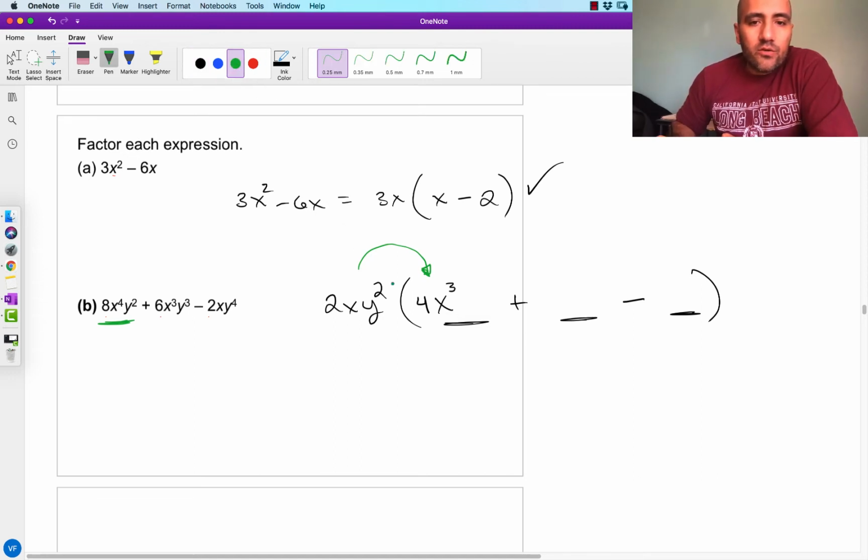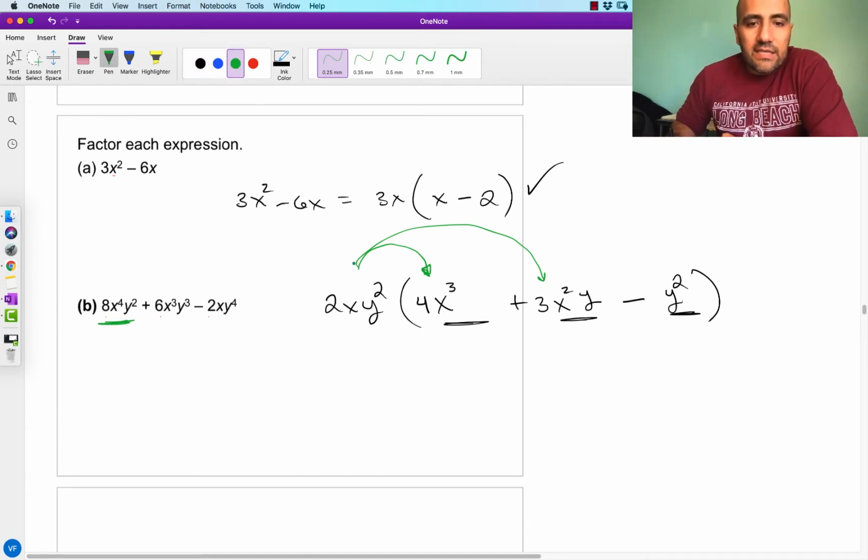Next, I got to figure out what goes in the middle here. So blank times this must be equal to this middle term. So 2 times something equals 6. It must be a 3. And then x to the power of 3. This must have an x squared in there. X times x squared equals x cubed. And then there must be a y in there. Y to the power of 2 times y to the power of 1 gives me y to the power of 3. Minus, then 2, okay, that's a 1 there. And so for this last term, it's just going to be y squared.